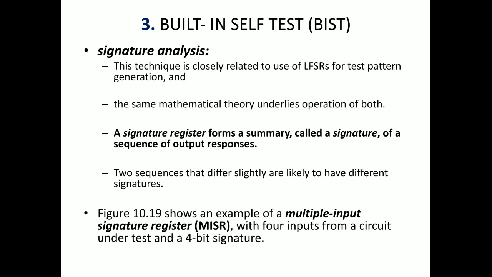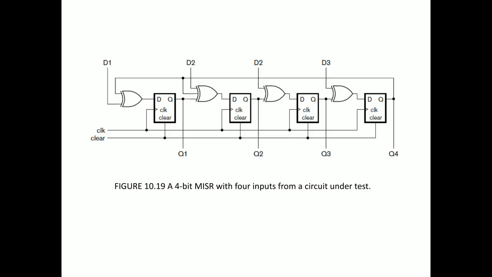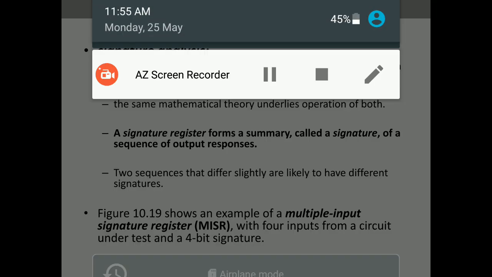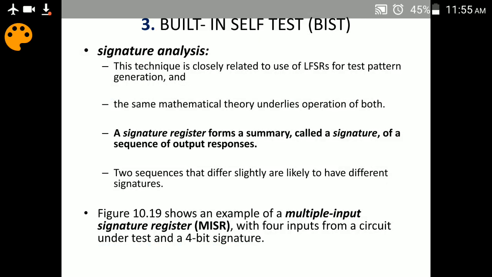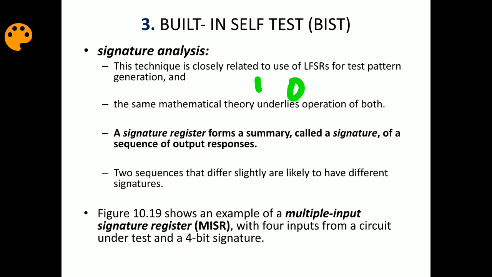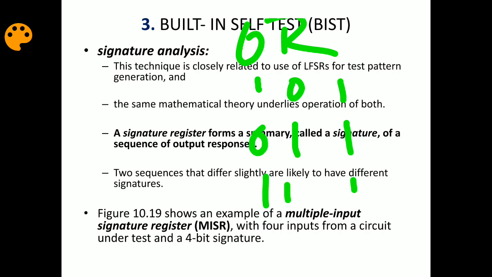A signature register forms a summary, called a signature, of a sequence of output responses. It means we will consider only a group of ones in the output column, or a group of zeros, and we'll verify. We know that for this combination the output should be 1. For example, for the OR gate, for 1 0 the output should be 1, for 0 1 the output should be 1, and for 1 1 the output should be 1.